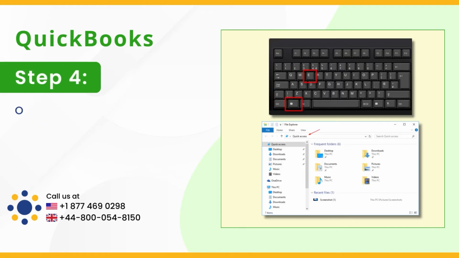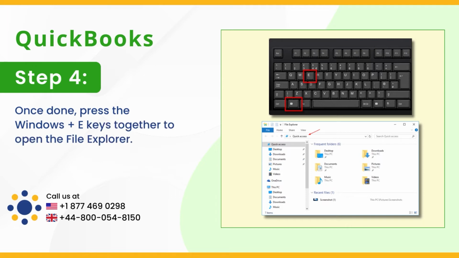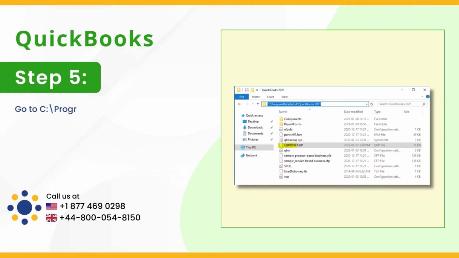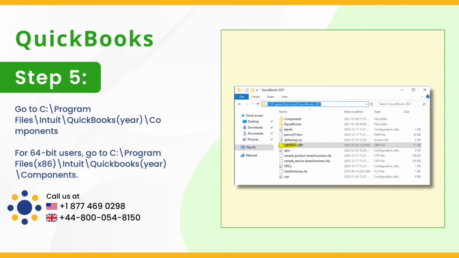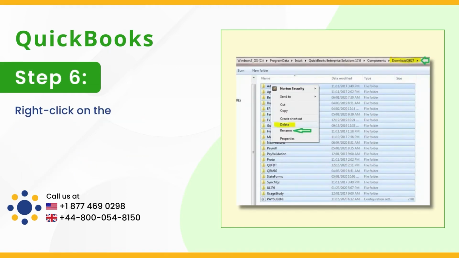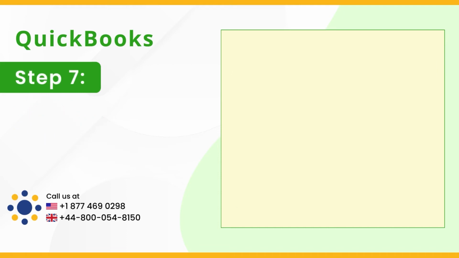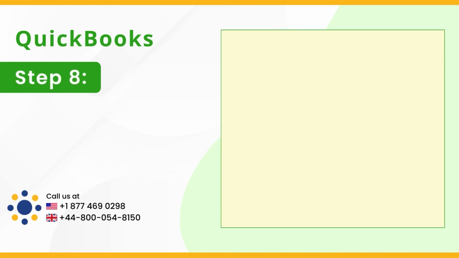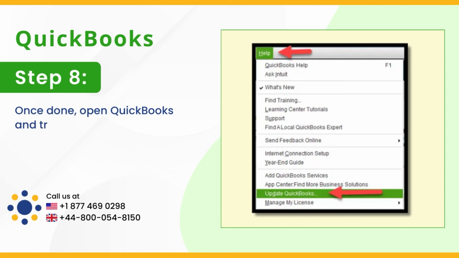Step 4. Once done, press the Windows plus E keys together to open the File Explorer. Step 5. Go to C:/Program Files/Intuit/QuickBooks, Year/Components. Step 6. Right-click on the Download BXX folder, then select Rename. Step 7. Add .old at the end of the folder. Step 8. Once done, open QuickBooks and try to update it.